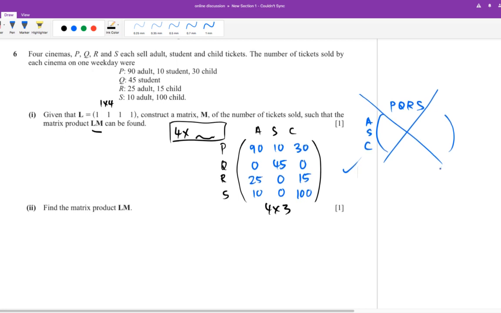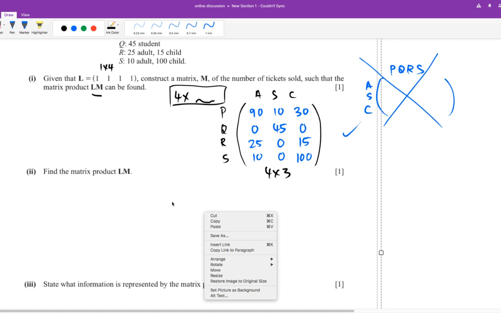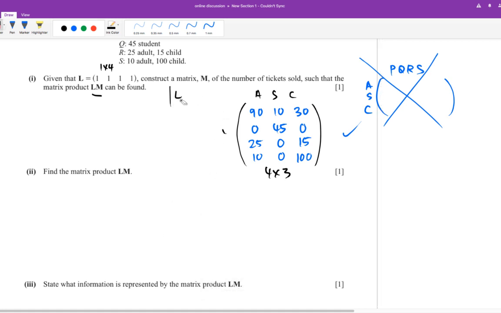So find the matrix of LM. You will just do the LM here. In order to save some time, I will use the empty space here, but of course in the exam you have to write it out. So it's 1 1 1 1. You should always know that when multiplying matrices, you multiply the horizontal by the vertical.